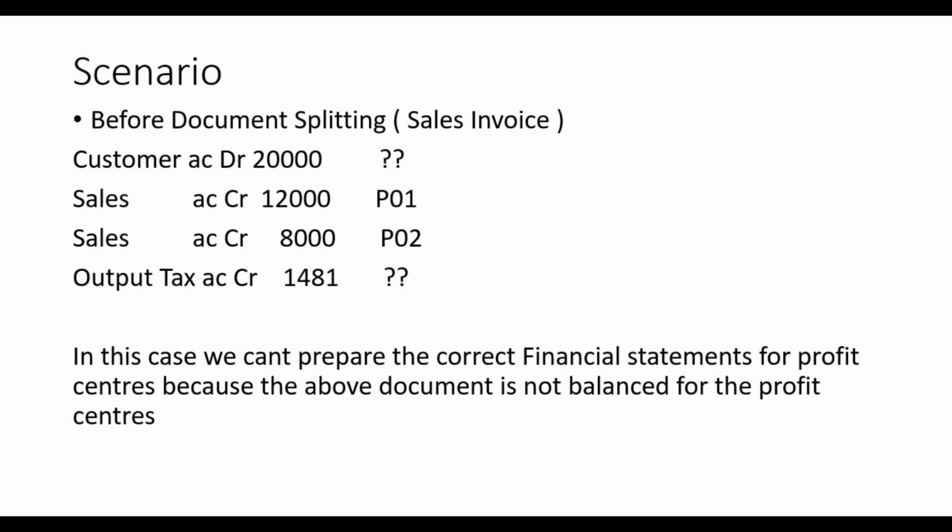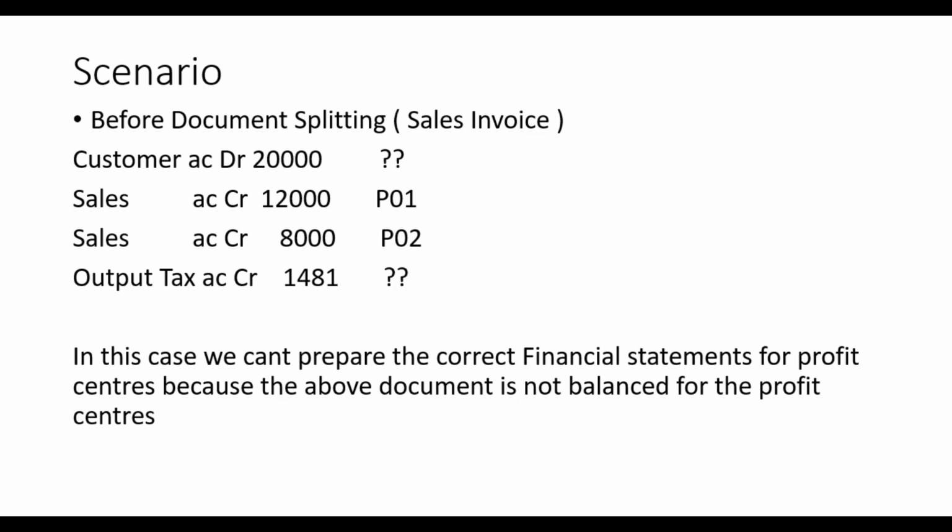Now what will be the problem in this case? So now you can see the debit and credit are not balanced. So that's why I told you, in this type of scenario, we need the document splitting configuration. By using document splitting, we can prepare the financial statement or the balance sheet correctly. Otherwise your balance sheet will not balance here because your debit and credit are not balanced.